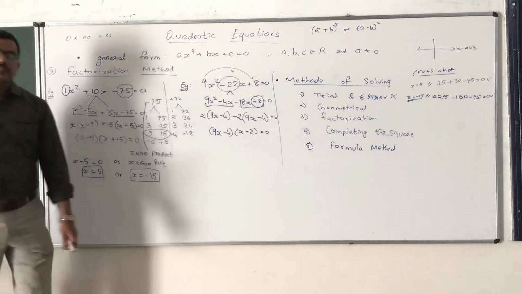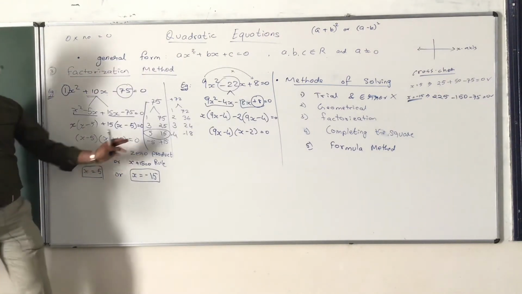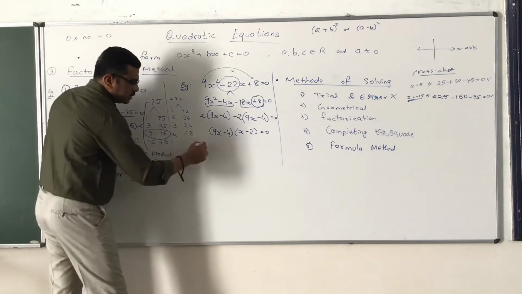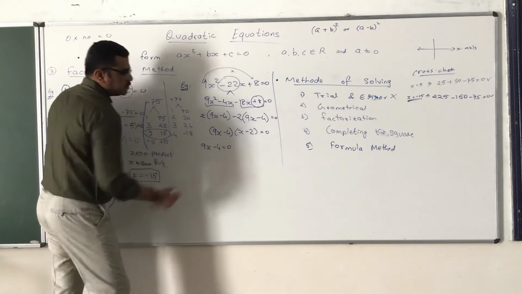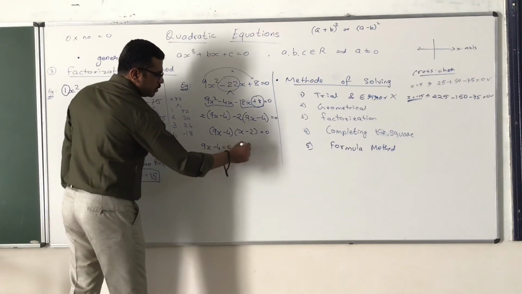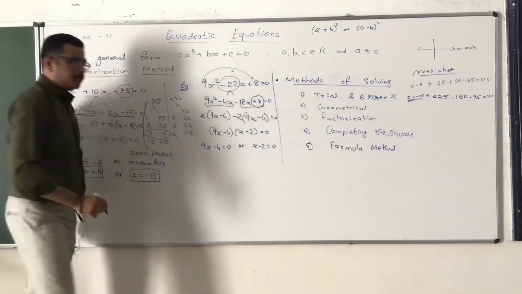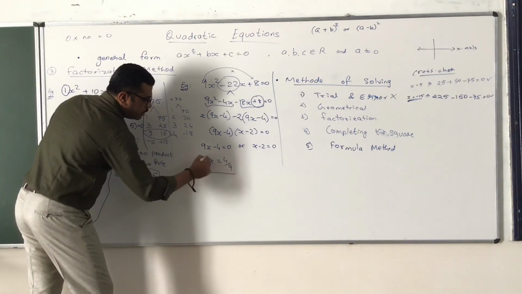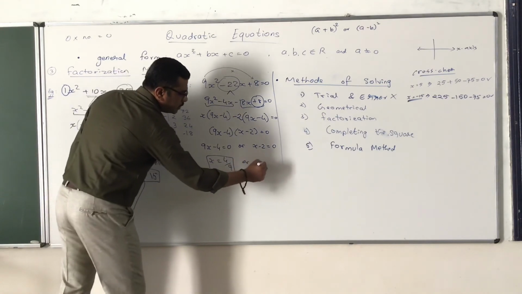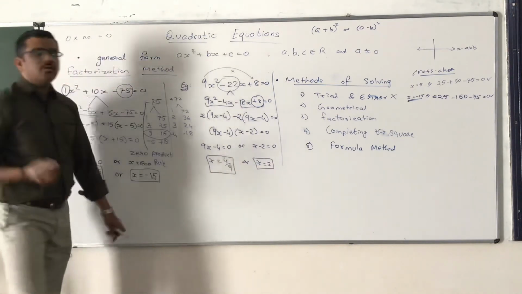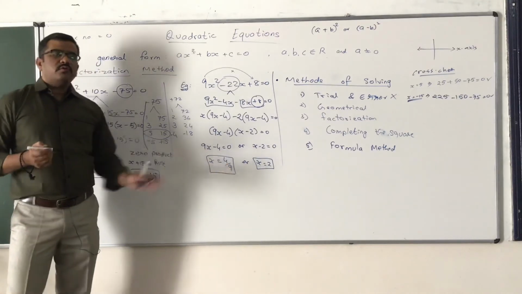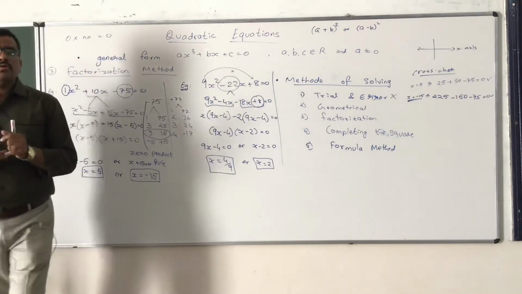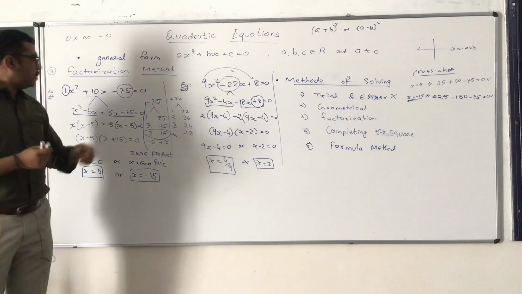Now again, using zero product rule, we have multiplication of two numbers as 0, that indicates 9x minus 4 equals to 0 or x minus 2 equals to 0. So from this it is x equals to 4 by 9 or x equals to 2. So we got the two solutions as x equals to 4 by 9 and x equals to 2. Either of these is the solution for the given quadratic equation. So this was the method of factorization.